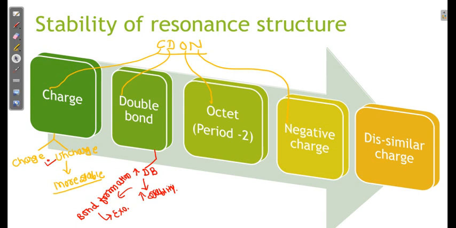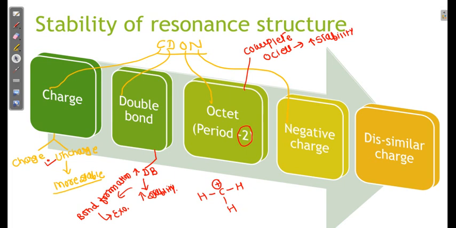Octet: specifically for period number 2 elements, you have to check. Suppose I have the cationic form. If this is the form, then it is not a complete octet. So a complete octet increases stability. This is the relation.